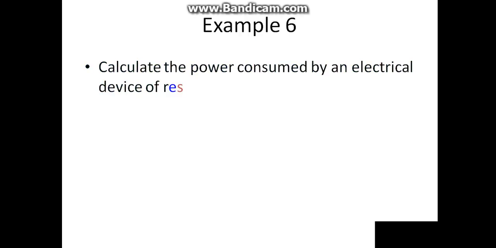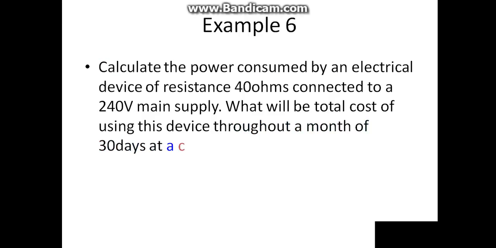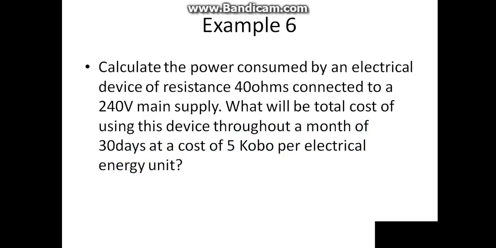Example 6. Calculate the power consumed by an electrical device of resistance 40 ohms connected to a 240 volt mains supply. What will be the total cost of using this device throughout a month of 30 days at a cost of 5 kobo per electrical energy unit?